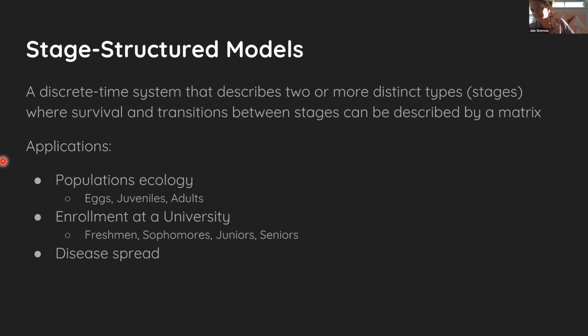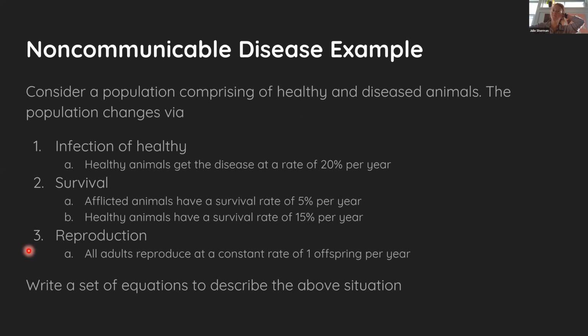Another one that I thought of is enrollment at a university. So for some reason, your question asked something about how does enrollment change in light of these things? You could create a stage structured model where you have your different levels and have different exit probabilities, stuff like this. We're going to talk about an example of disease spread because that is our theme for today. So let me go ahead and get on to that.